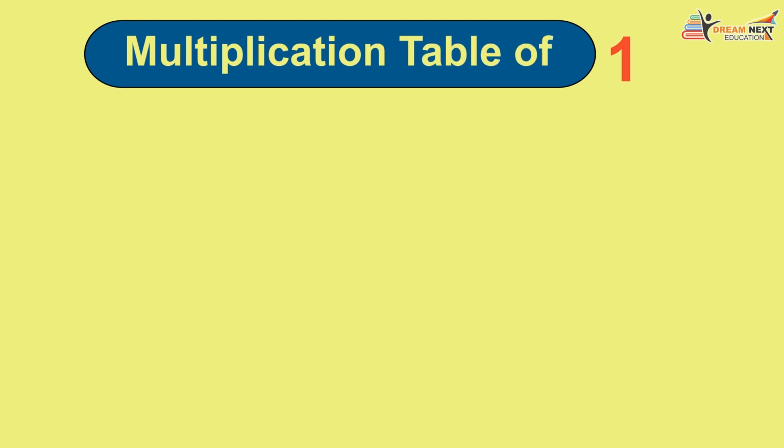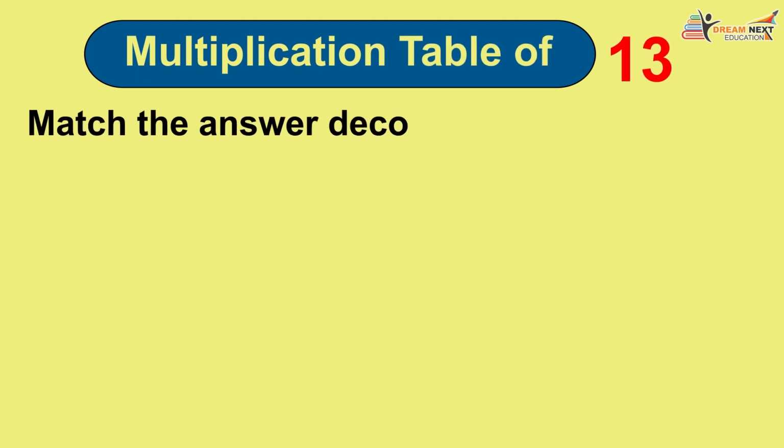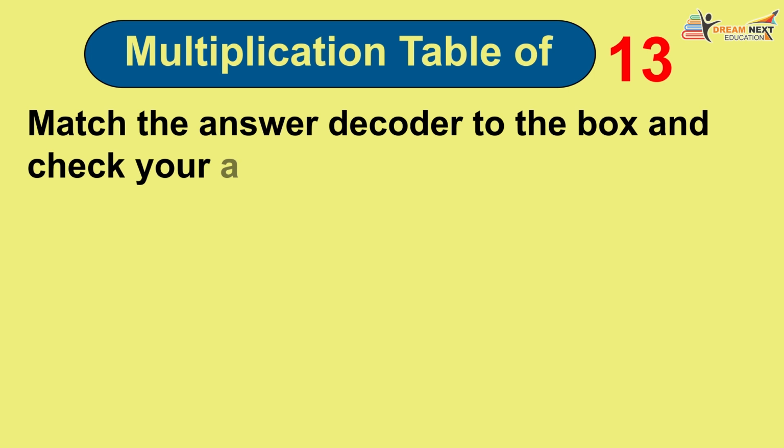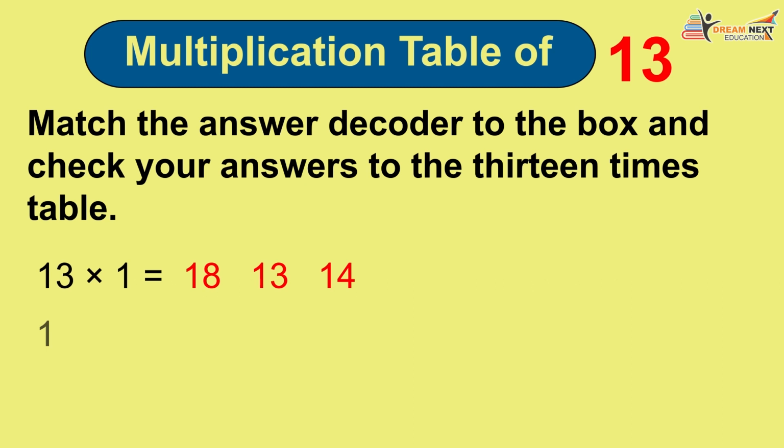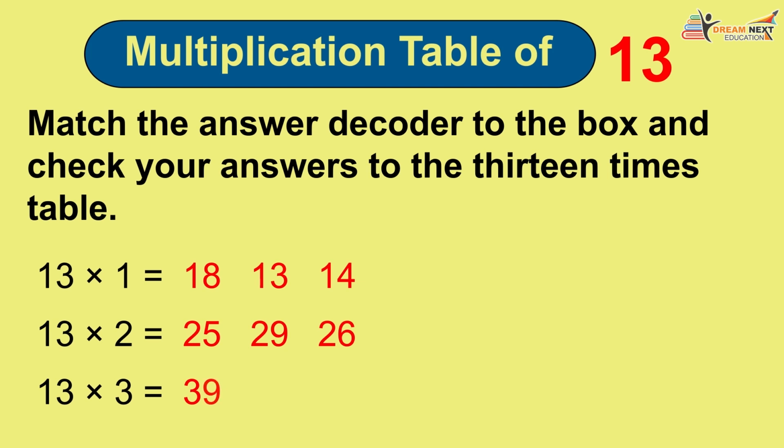Multiplication table of 13. Match the answer decoder to the box and check your answers to the 13 times table. 13 into 1 is equal to 18, 13, 14. 13. 13 into 2 is equal to 25, 29, 26. 26.